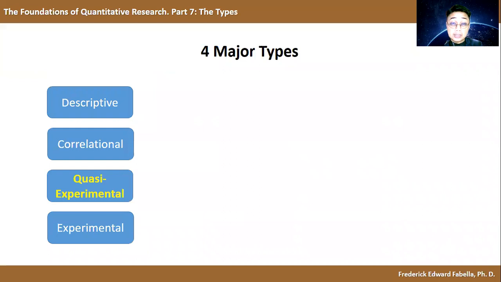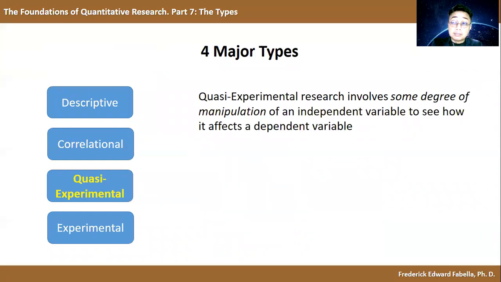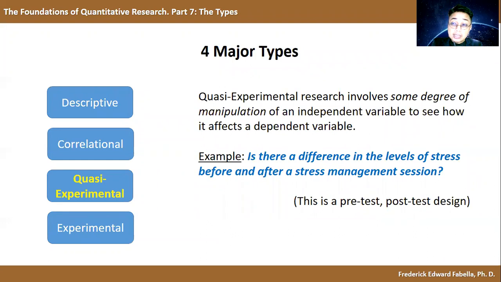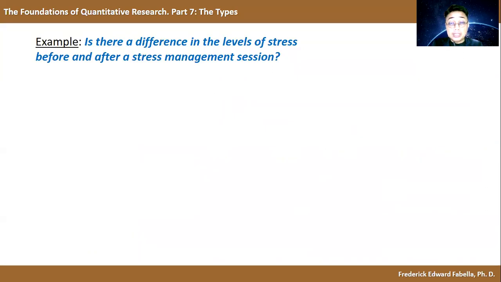All right, so let's now proceed to quasi-experimental. Quasi-experimental research involves some degree of manipulation of an independent variable to see how it affects a dependent variable. An example is there a difference in the levels of stress before and after a stress management session? So actually, this is a pre-test post-test design, which is quasi-experimental. Once again, let's try to explore that example. Let's try to come up with a pre-test post-test design which is quasi-experimental.